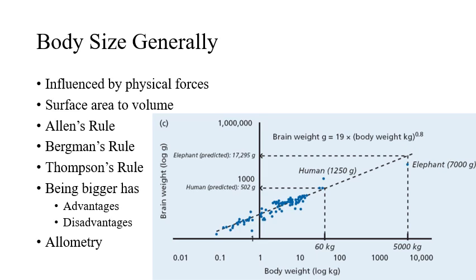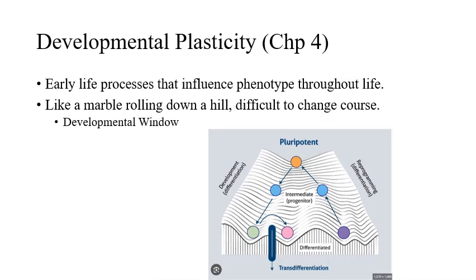So developmental plasticity, as I said, is one of the concepts that's covered very heavily in Chapter 4, and it's a really important concept. Developmental plasticity can change a lot of different things about an organism's body size, body shape, metabolic activity, all those different things. So it all connects to everything we talked about previously. The basic idea is that early life processes will influence phenotype throughout life and later in life, okay?